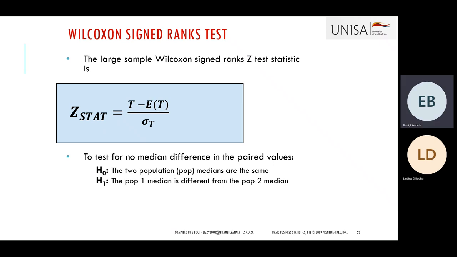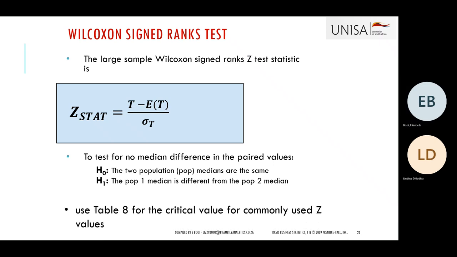Then we need to test for the difference in the pairs. The null hypothesis will state that the population means are the same, and the alternative will state that they are different. And for that case, we're going to use a critical value. We're going to find the critical value on the z-test.